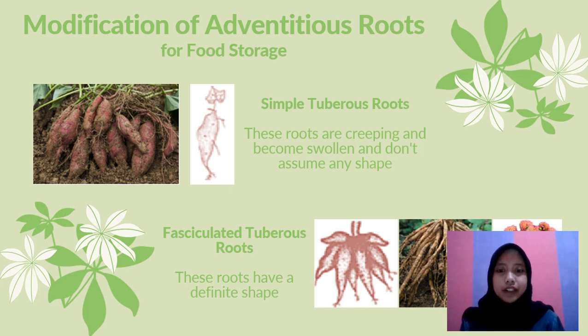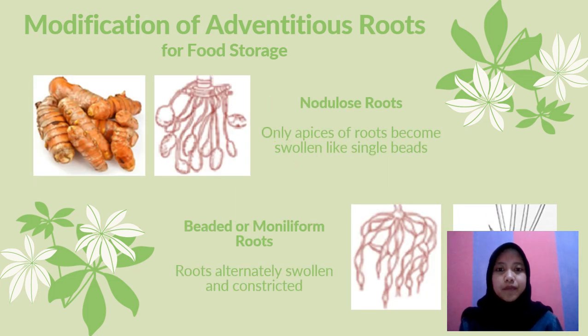Next is fasciculated tuberous roots. These roots have a definite shape. As we can see, it is long and upright. The example is asparagus and dahlia. Next is nodulose roots. Only a piece of the root becomes swollen like a single bead, so the bead is only one at the end of the roots. The example is mango, turmeric, and ginger.